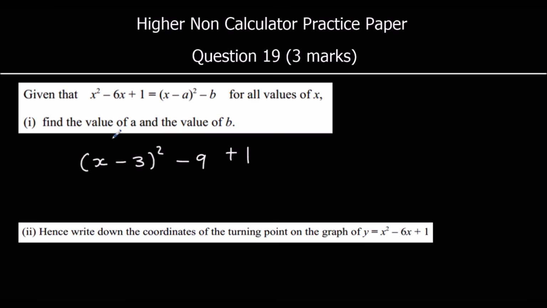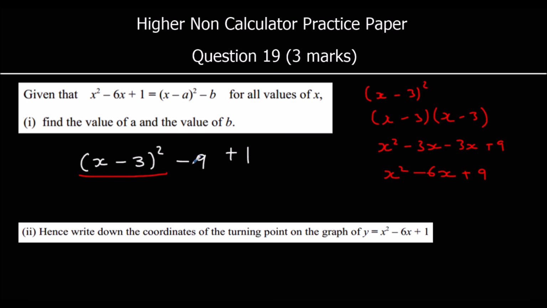So this, if I expanded it and simplified, is the same as this. If I expanded x minus 3 squared, so x minus 3 times x minus 3 is x squared minus 3x minus 3x plus 9, which is x squared minus 6x plus 9. Then I minus 9 plus 1 will give me x squared minus 6x plus 1. They're identical.